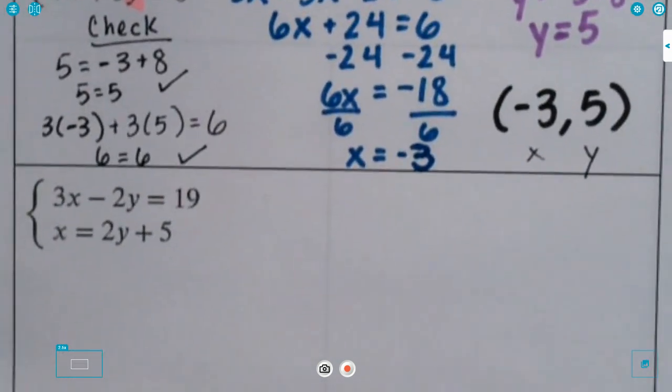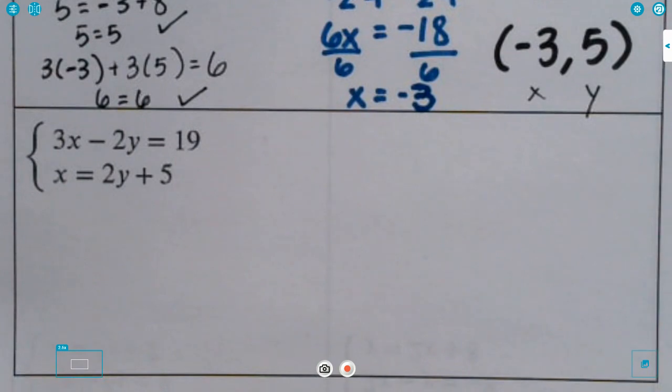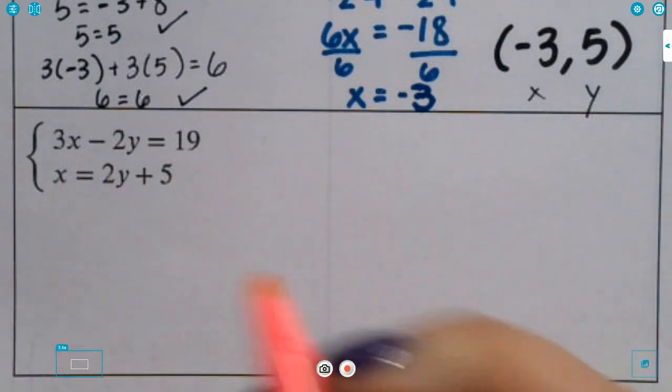So our next system is 3x minus 2y equals 19 and x equals 2y plus 5. So the first thing that we need to do is identify the system that is either solved for x or solved for y. Do we have an equation solved for x or solved for y? So we're looking for one that's either x equals or y equals. Do we have one of those? Okay, which one? X equals. Okay, so we've got an equation that is x equals 2y plus 5.